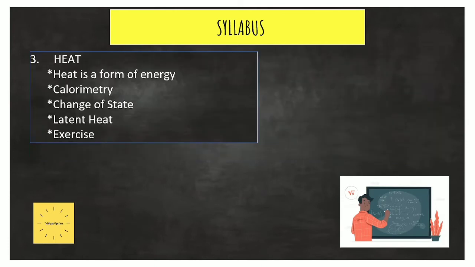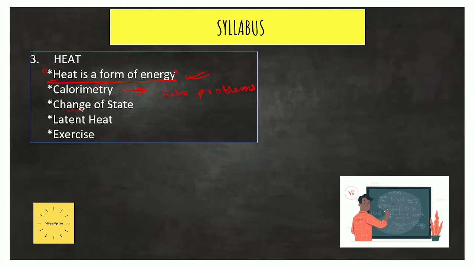In this chapter we will learn about this statement. We will understand this statement that heat is a form of energy. So after we understand this statement, we will move on to calorimetry. What is calorimetry? And then we will solve problems regarding calorimetry.